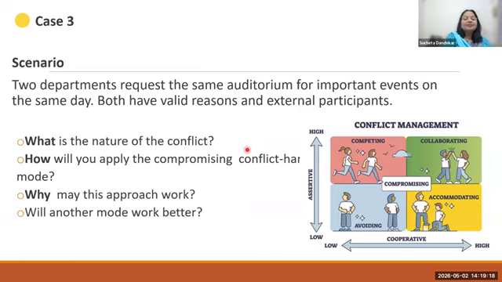In the third case, two departments request the same auditorium for important events on the same day. Both have valid reasons and external participants coming. So you know how it is that the one auditorium in our institutes is the best. So everyone wants it. What will you do? And if you were to use a compromising situation, how would you use it?